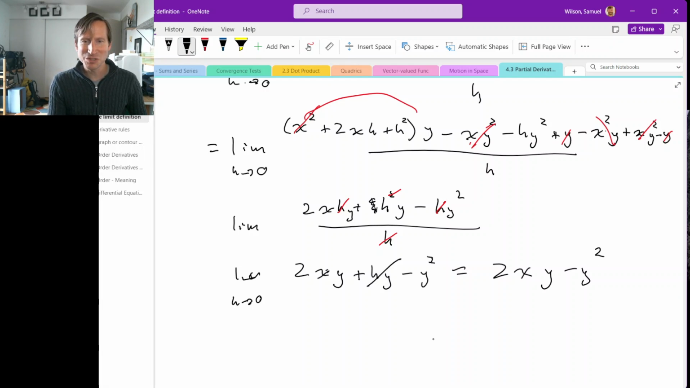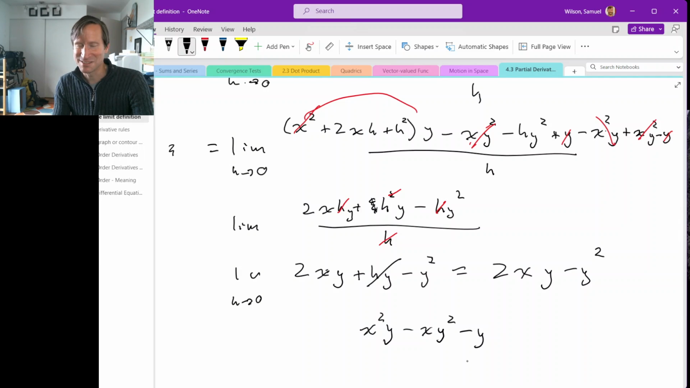Okay, so fair enough. We have a limit definition. We can calculate the partial derivative using this limit. But let's compare this to the function we started with. The function we started with was x squared y minus xy squared, plus y, I think. Okay, I think that's what we started with.